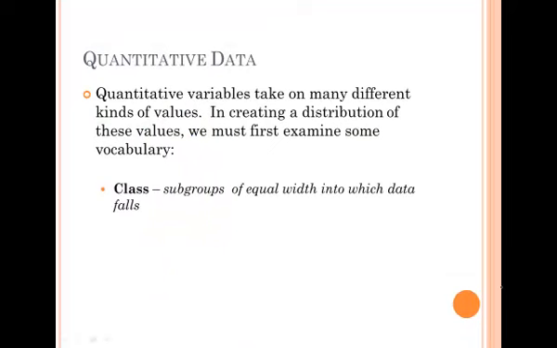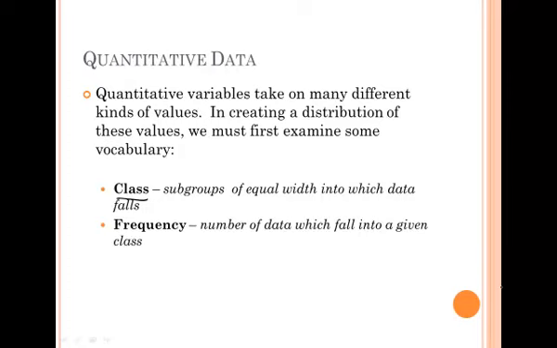A class is a subgroup of equal width in which data falls. So what this is going to do is allow us to take our data and put it into classes. It's also going to make it easier to read. The frequency is a count, the number of data which fall into a given class, just like the count that you remember from Sesame Street.